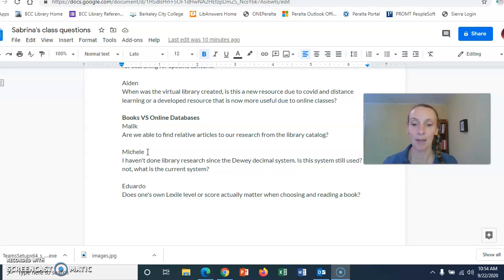Then there were a few of you that asked about books versus online databases. So Malik and Michelle, you asked about the online catalog and the Dewey Decimal System. Our books are actually organized in something called the Library of Congress call number system. You don't really need to worry about what that is for now because you guys will be getting most of your books online. And if you're borrowing a physical book, then our staff will find it for you in the stacks and will bring it out to you.